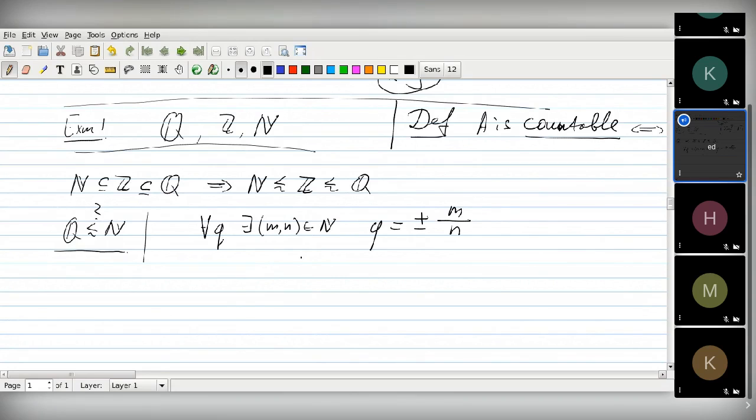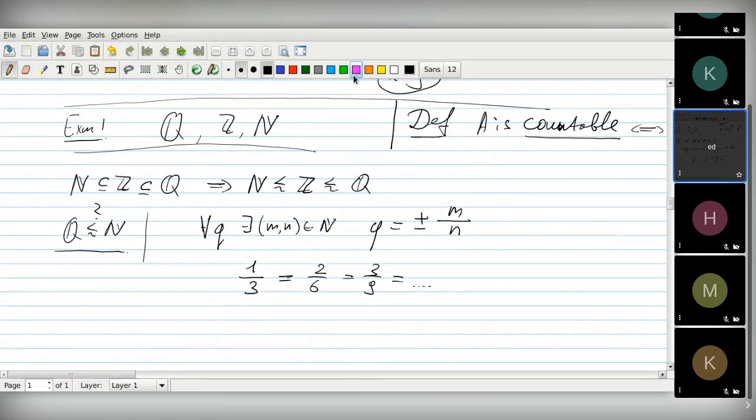No. Why? For example, isn't it unique? Say 1 over 3 equals what? 2 over 6, or 3 over 9, or so on. But can we choose just one such pair? Which one can we prefer? 1 over 3. Why?